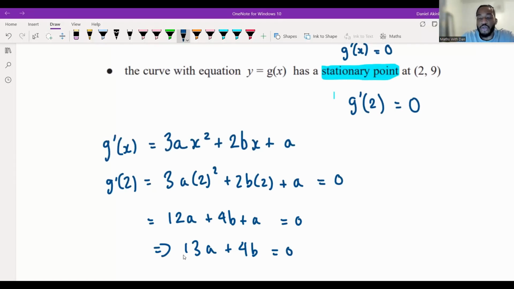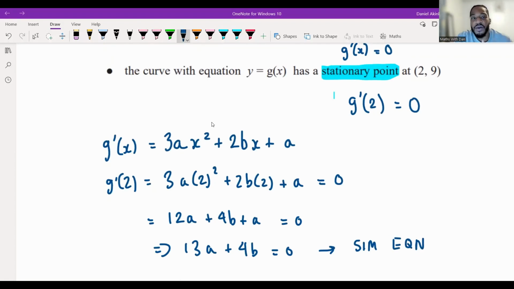Now, I've got 2 letters here and 1 equation. We know that this has to be what topic, guys? What topic is this that you were taught in GCSE? Exactly. Thank you very much, Manya. This is just a simultaneous equation, isn't it? Meaning that I need to get another equation in terms of a and b that I can solve.